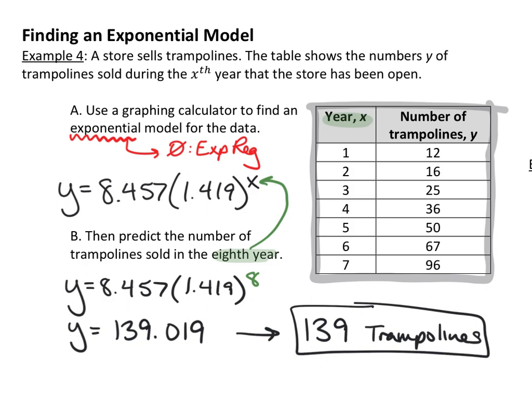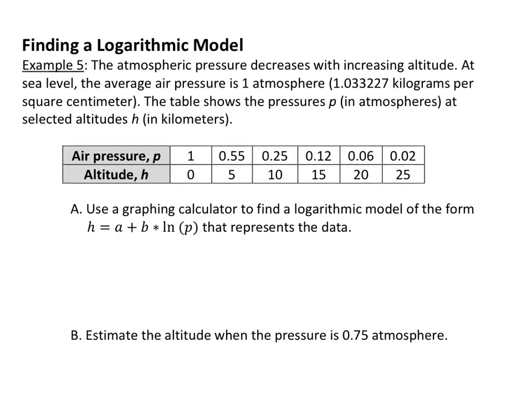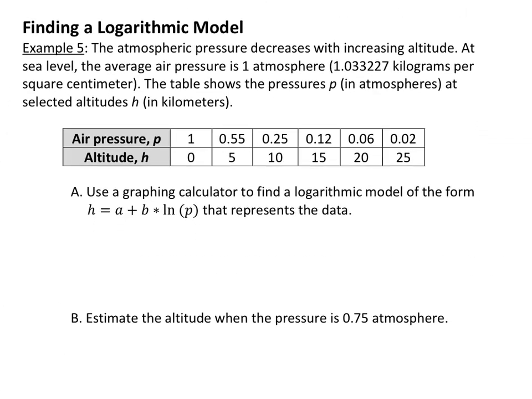Okay, let's go to the next problem. It's not really any different, but it is a little bit different. We still have a table, obviously, but this question says the atmospheric pressure decreases with increasing altitude. At sea level, the average air pressure is 1 atmosphere, and an atmosphere is a unit of measure, kind of like meters. You didn't know that, probably. It is both a thing, the atmosphere, and a unit of measure, an atmosphere.